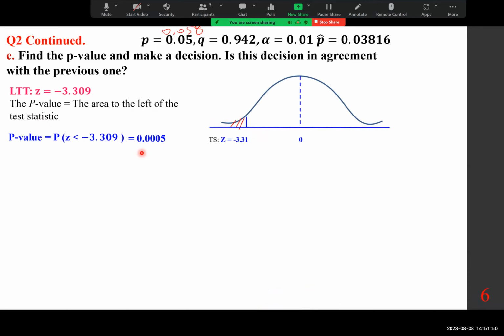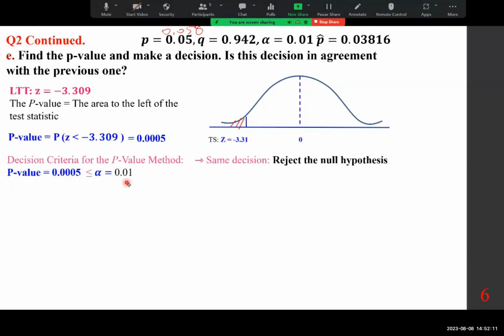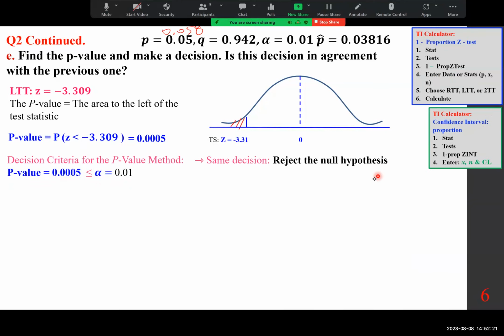You compare this number to alpha. It's either less than that or greater than that. This number is less than the choice of alpha, so reject. The p-value, which is this one, is less than or equal to alpha 0.01. Therefore, we have the same decision, reject the null hypothesis.